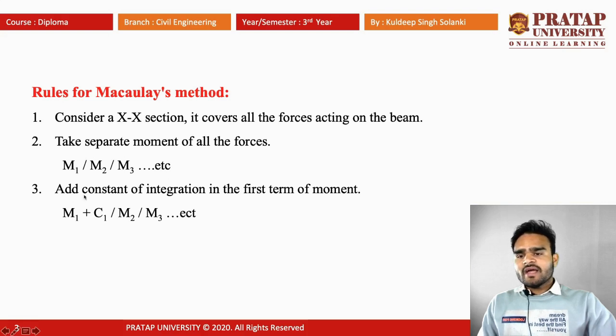Add the constants of integration, C1 and C2, in the first term of the moment, not in the second, third or last. This is our third rule of the Macaulay method. So first, consider the XX section, which covers all the forces acting on the beam. Second, separate the moment of all forces as M1, M2, M3, separated by an oblique. Third, add the constants of integration in the first term.